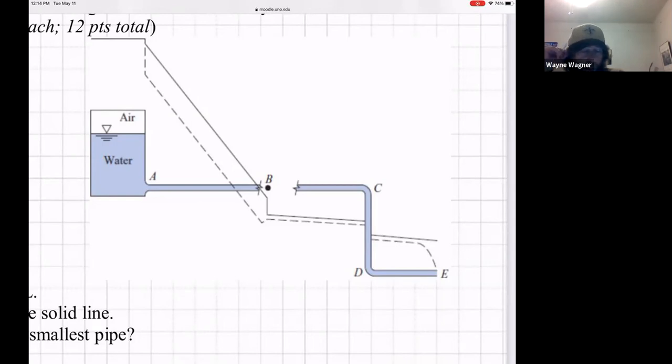So the V squared on 2G, right before B, let's say right where they cut the pipe, is still the same as it was between A and B. The Z is still the same, but the pressure is now negative. So basically the pressure is dropping the whole way from A to B, from being really high until it actually got negative.